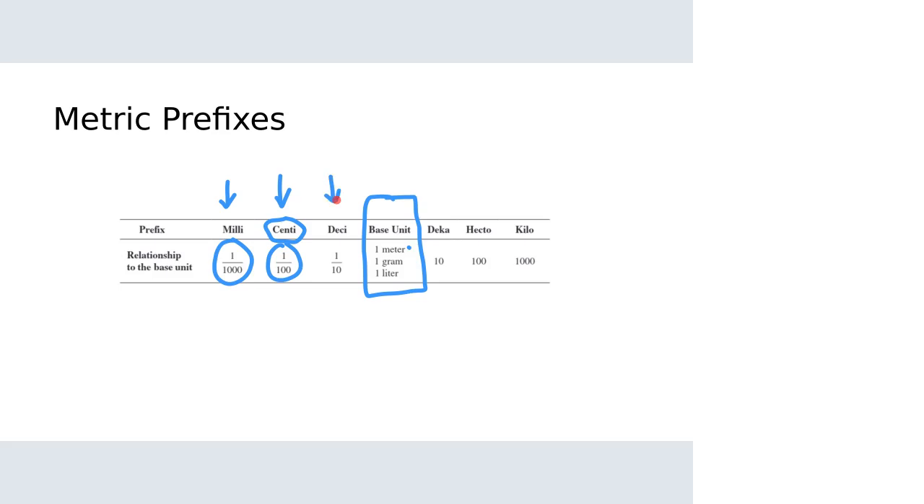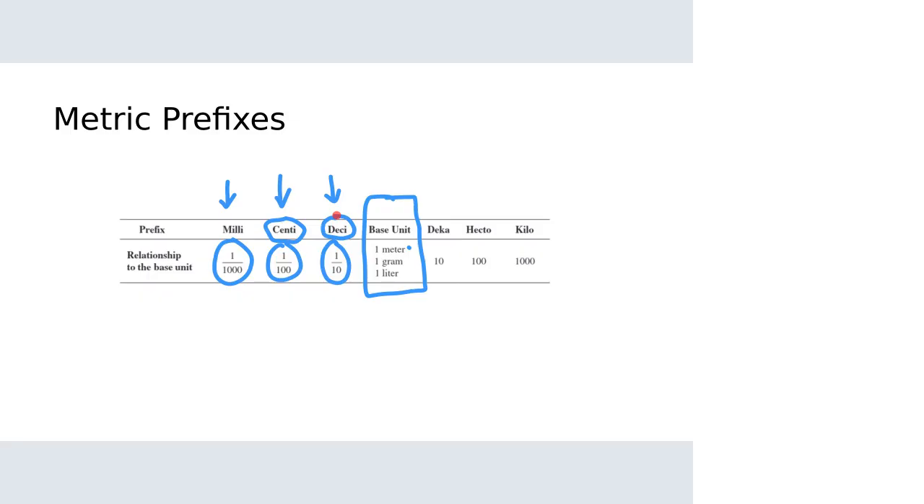Deci is one that we don't use that often, but it does exist. I want to make sure you're aware of it. That would go with 10, and you can see the prefix in there. A decade is 10 years. And so deci leads us to tens.